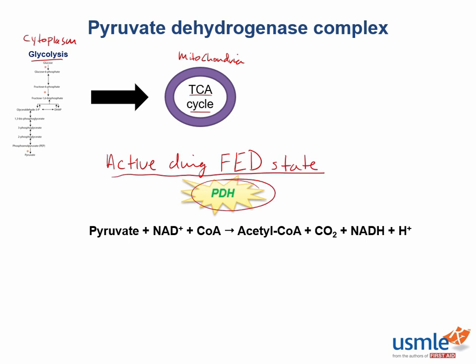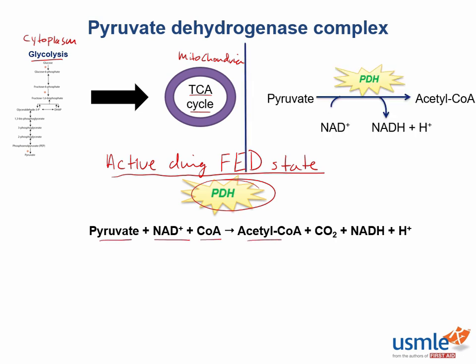Now, the net reaction involving the pyruvate dehydrogenase complex converts pyruvate, NAD+, as well as coenzyme A into three products. And these include acetyl-CoA, CO2, as well as NADH. And through this reaction, you can see the pyruvate dehydrogenase complex creating an activated carrier, the NADH molecule. And this is done when pyruvate is converted into acetyl-CoA.